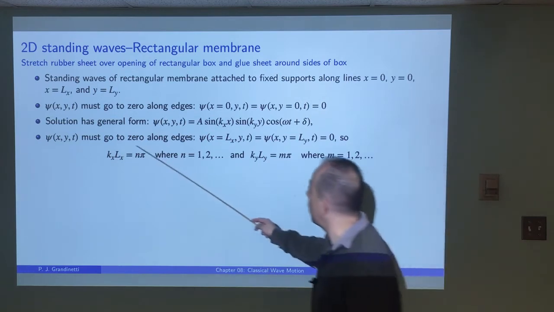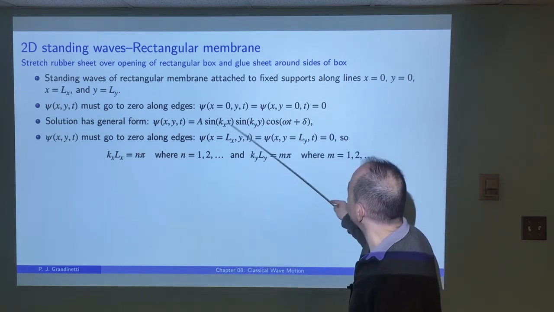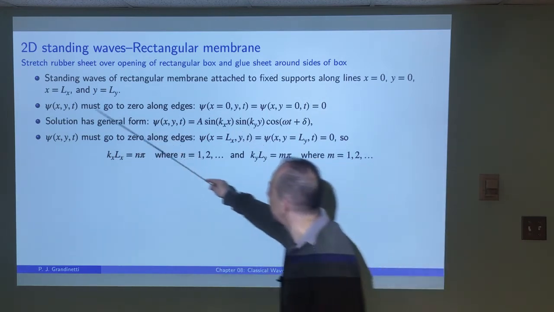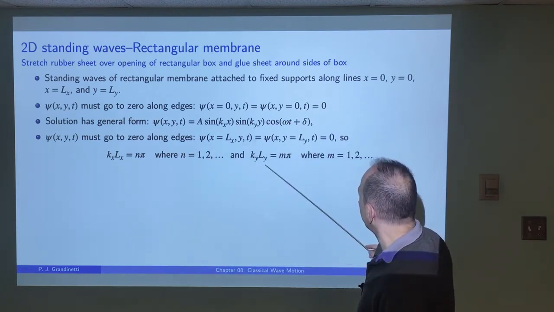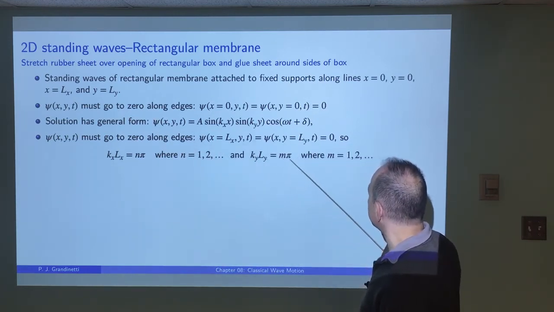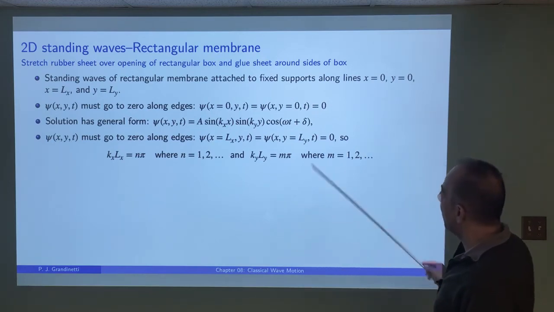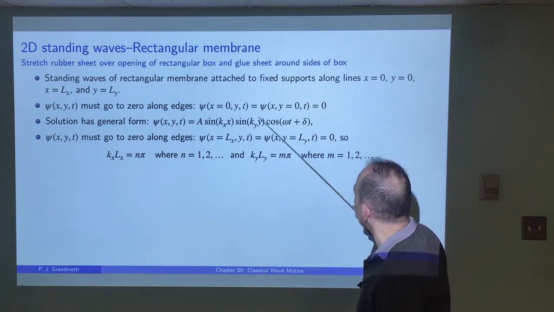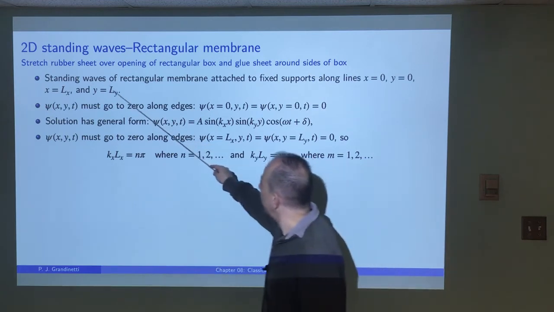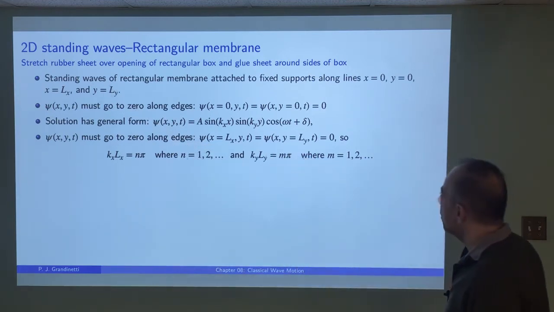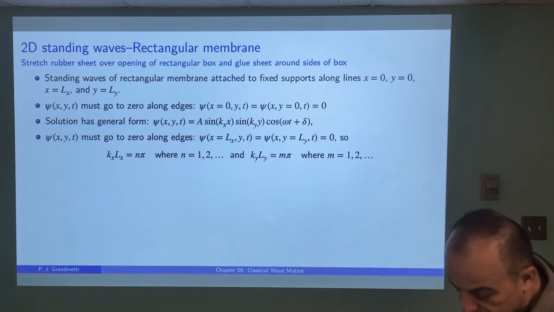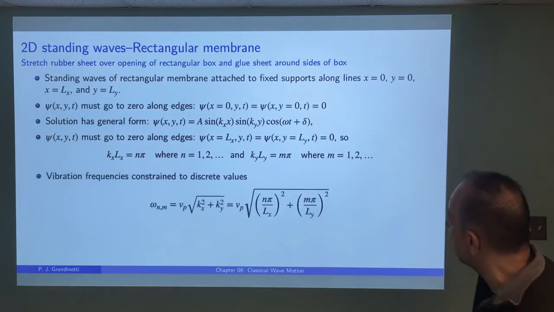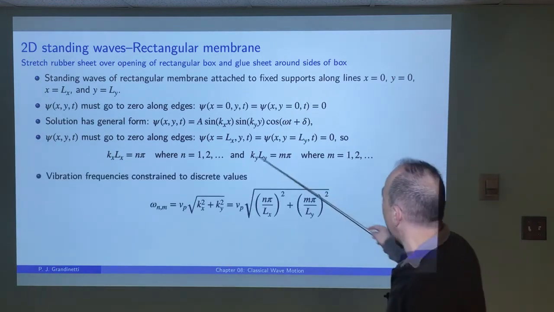And so this argument here is some integer multiple of pi in order to satisfy this condition of the wave function going to 0. And then similarly for ky times Ly, that has to be some integer multiple of pi in order to make this argument go to 0 when the wave hits that edge there. So these two boundary conditions allow us to rewrite our solution so that we have these constraints.